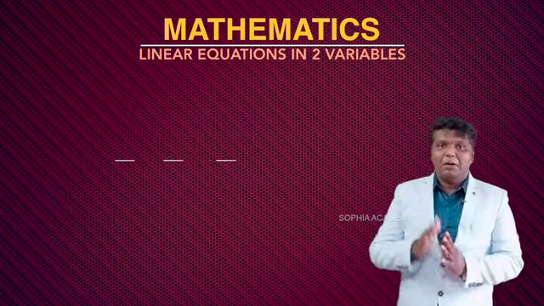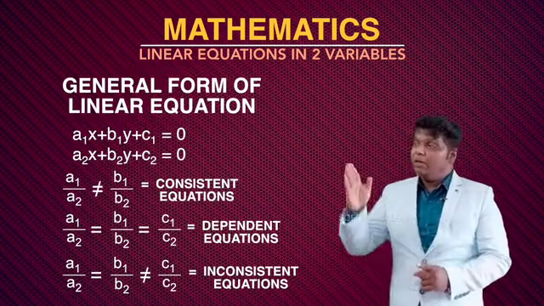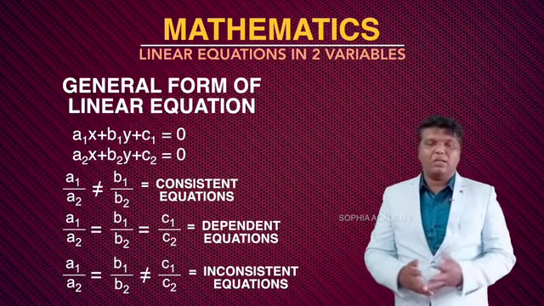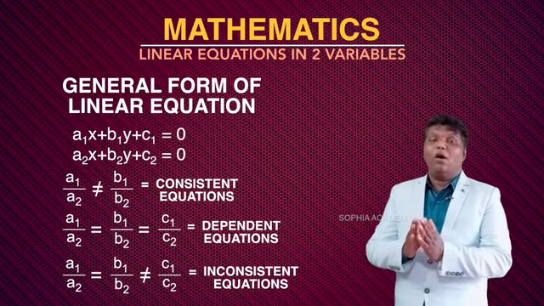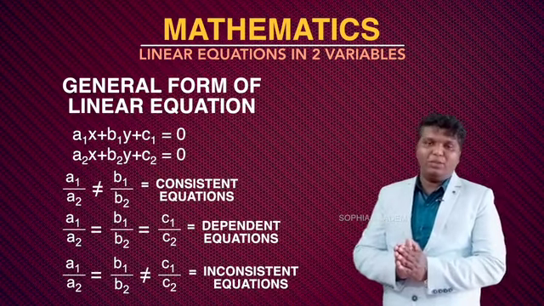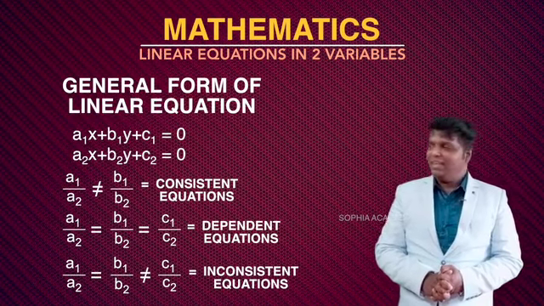So like this, by using a1 by a2, b1 by b2 and c1 by c2, that means the ratios of the coefficients of x, the coefficient of y and the constant terms, you can come to the conclusion whether the lines are going to intersect or whether they coincide or whether they are going to pass parallel to each other. So this is the way how to understand and solve the equations.